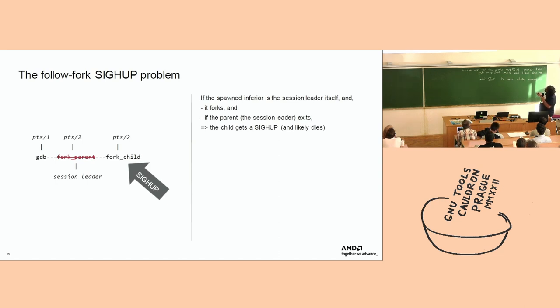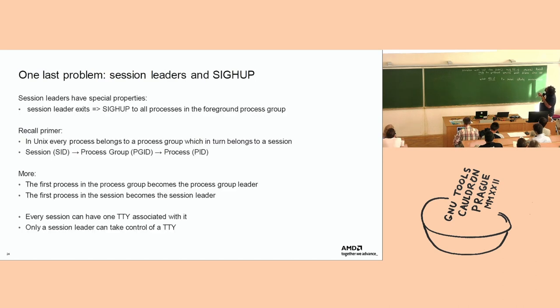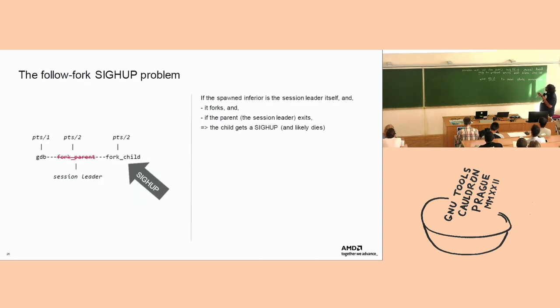And then this guy forks. You can follow it, continue debugging it using set follow-fork-mode, set detach-on-fork off, for example. So you keep debugging both, and then the parent decides to exit. But this guy was the session leader. And I just explained to you, when the session leader exits, a SIGHUP is sent to everyone else. So this guy gets a SIGHUP, right? And processes normally aren't prepared for that, and the default action for SIGHUP is die. Not good.